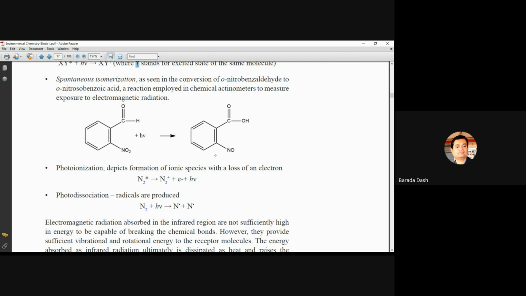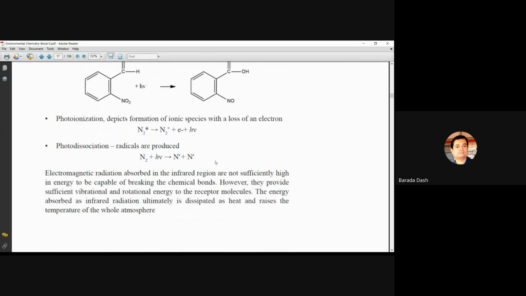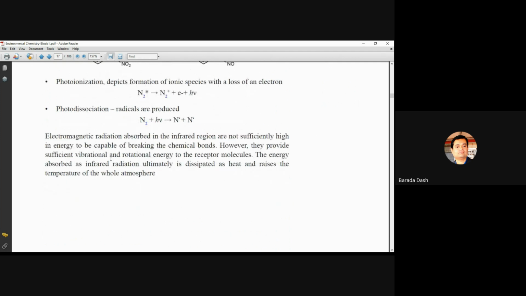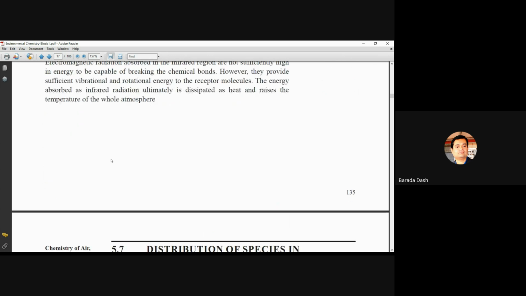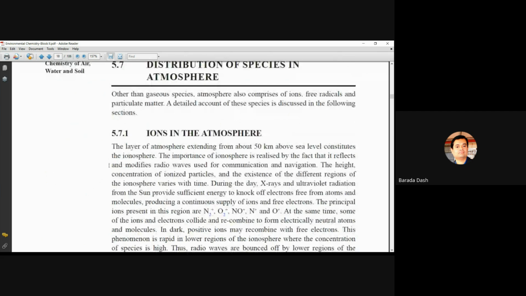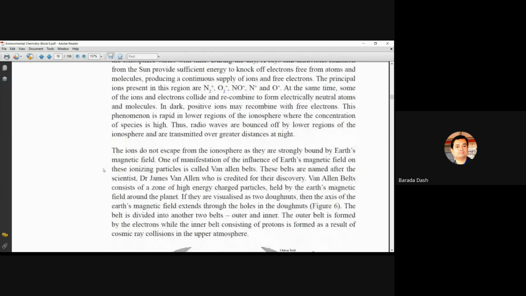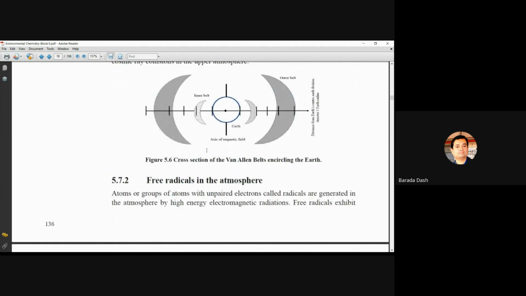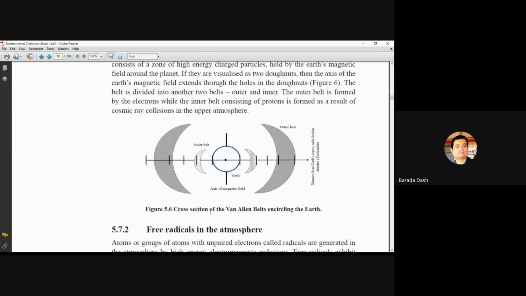Photoionization depicts the formation of ionic species with a loss of an electron. For example, an excited N2 molecule produces N2 plus, an electron, and h nu. There are so many reactions that can occur via photochemistry or photochemical reactions. Then the distribution of species and ions in the atmosphere, how different ions are there. So for example, you see, what is this? This is basically a cross section of the Van Allen belt encircling the Earth.